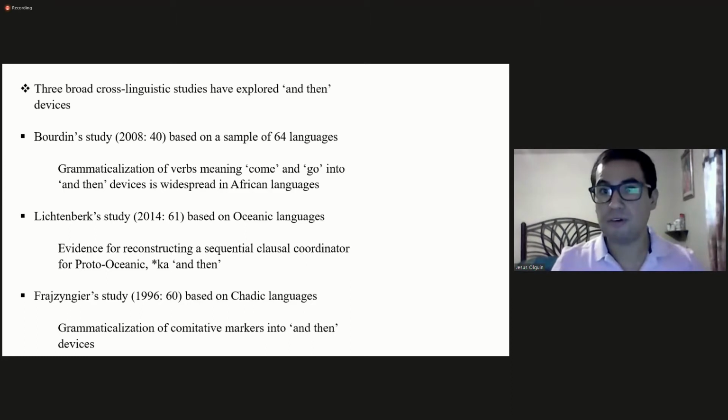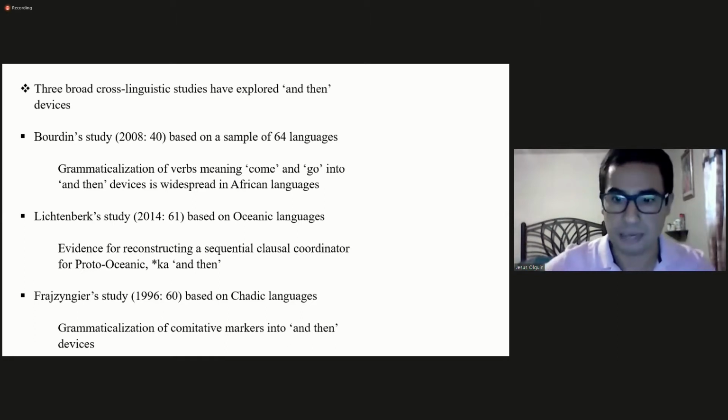And finally, we have Frasinger's study based on Chadic languages, and he mentions that the grammaticalization of commutative case markers is very common, that is, commutative case markers tend to grammaticalize into and then devices in Chadic languages.